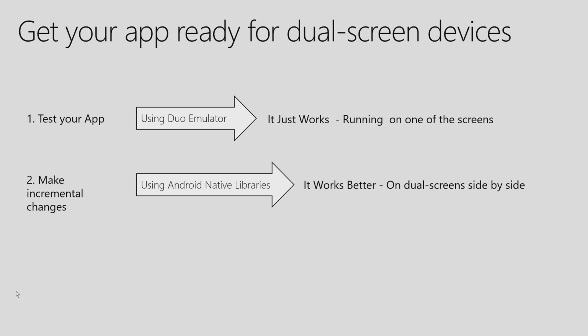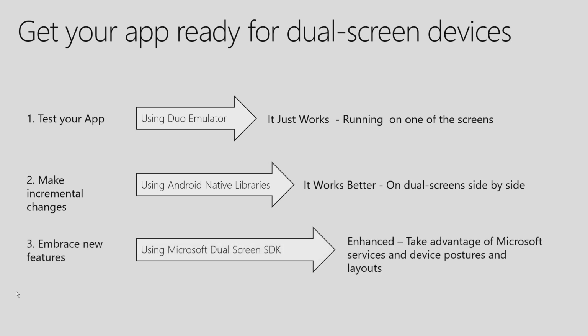Second, make incremental changes to work better on dual screen devices. You don't have to immediately adopt two-pane view. Some of the other things that I mentioned about tweaking the UI might be enough. Additions like multi-instance, pen input, drag and drop, and other Android features can benefit all your users, but really shine on dual screen devices. And third, using the UI patterns we just talked about and the APIs and layouts provided by Xamarin Forms, start to implement dual screen specific navigation and interactions that really take advantage of both screens.